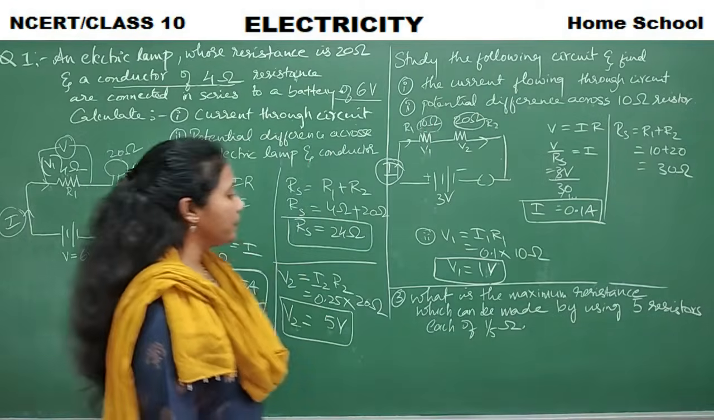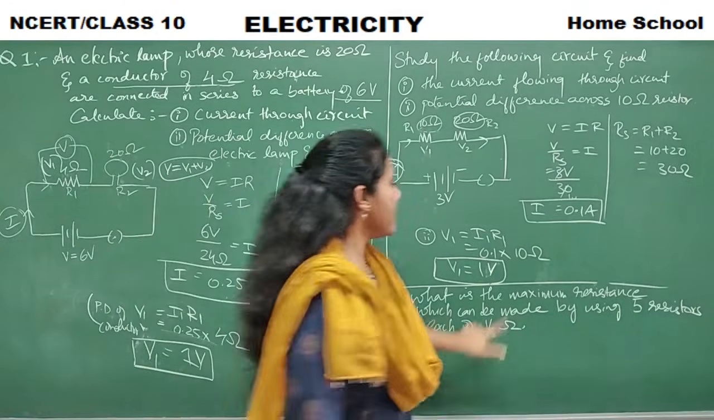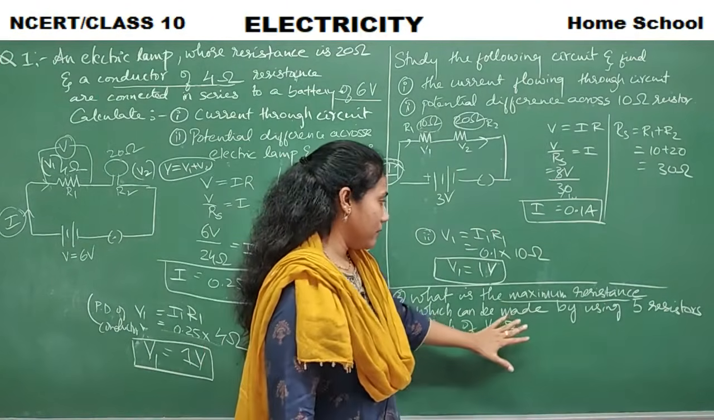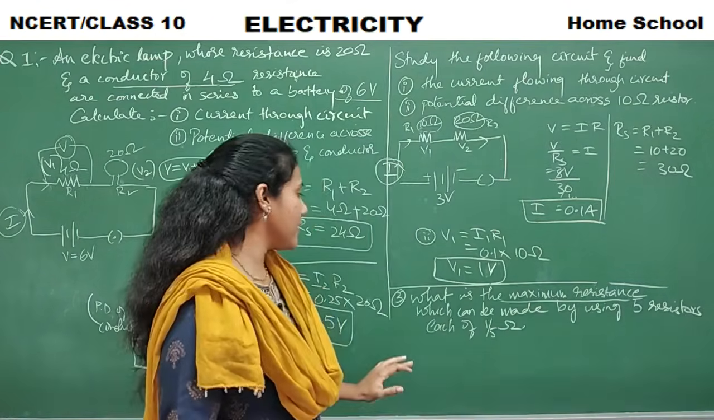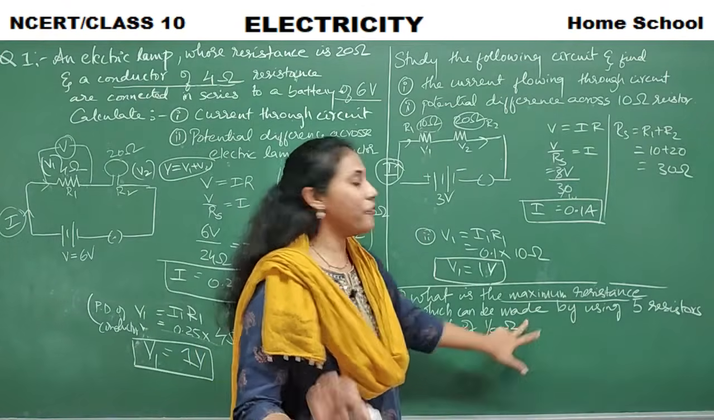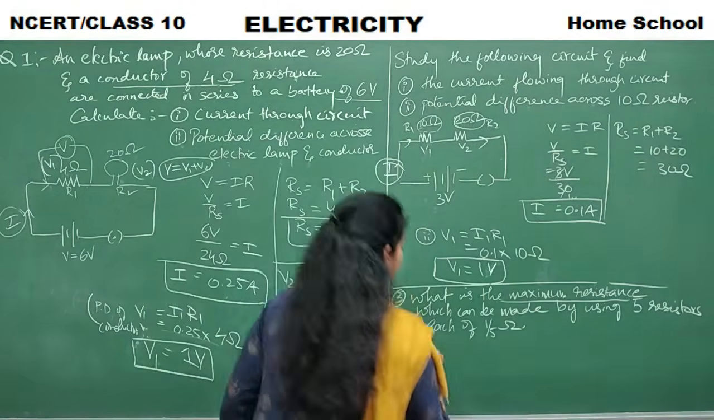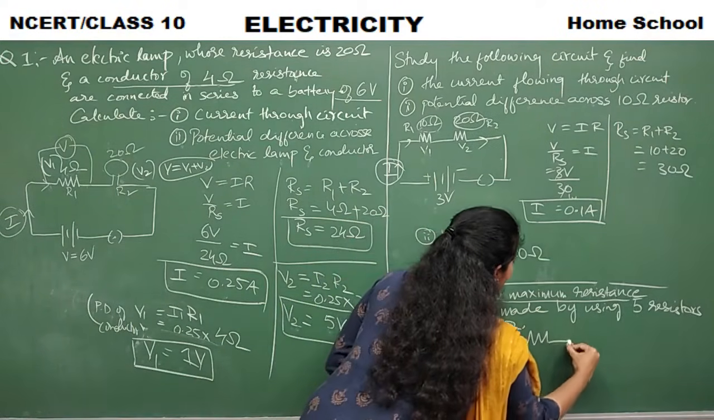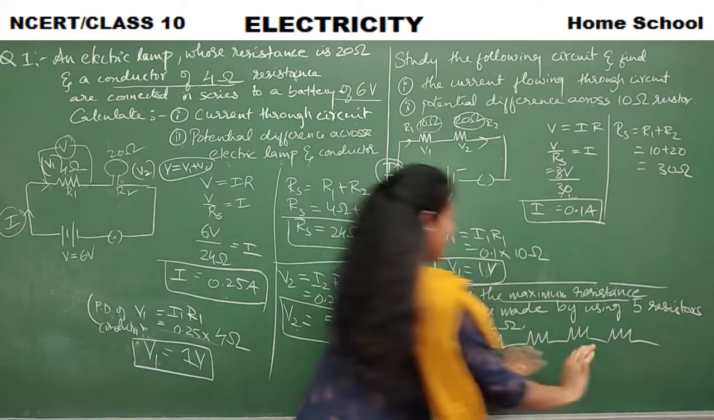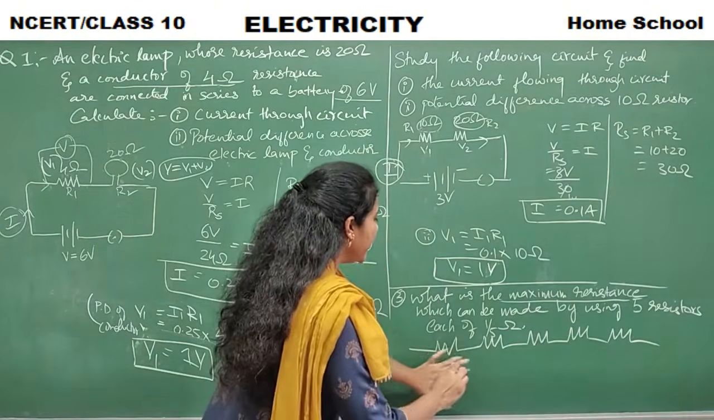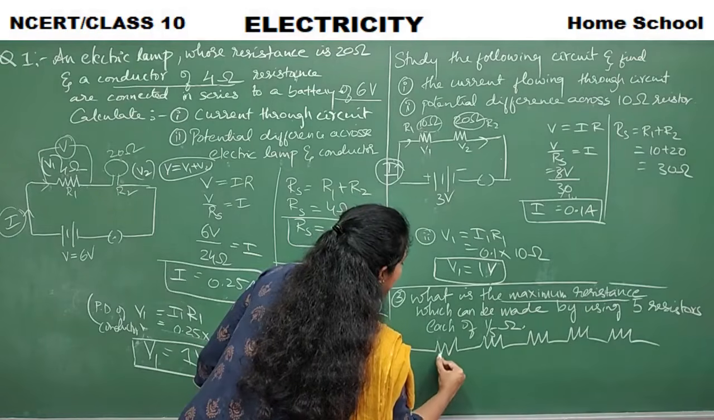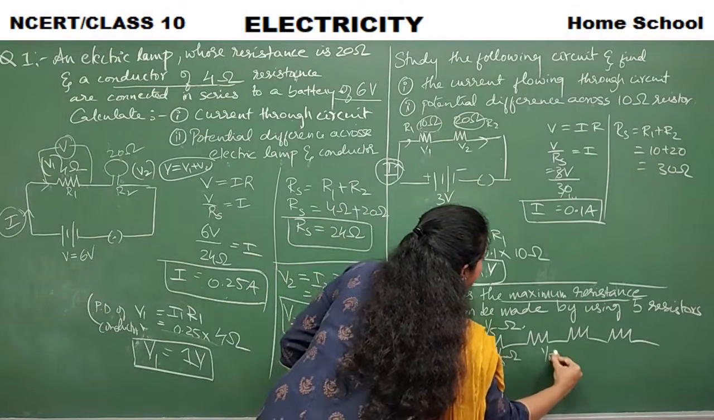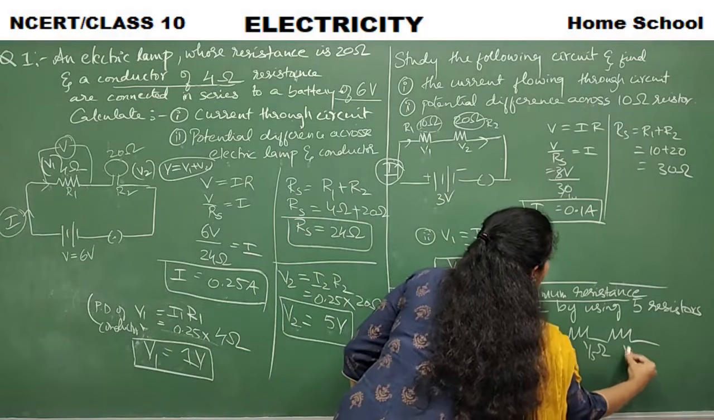Coming to the third problem. Very easy. What is the maximum resistance, that means total resistance, which can be made by using 5 resistors, each having 1 by 5 ohms of resistance. Okay, so what is the given thing? 5 resistors are there. 1, 2, 3, 4, 5. Okay, some circuit, it's having 5 resistors. So each and every resistor has how much of resistance? 1 by 5 ohms. This has 1 by 5. Here 1 by 5. Here 1 by 5 ohm. 1 by 5 ohm. 1 by 5 ohm.